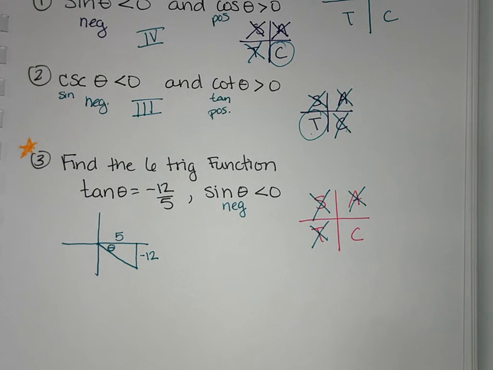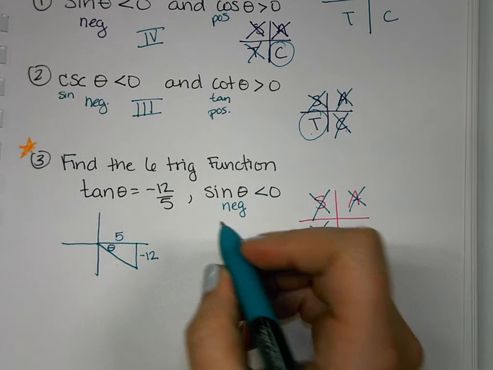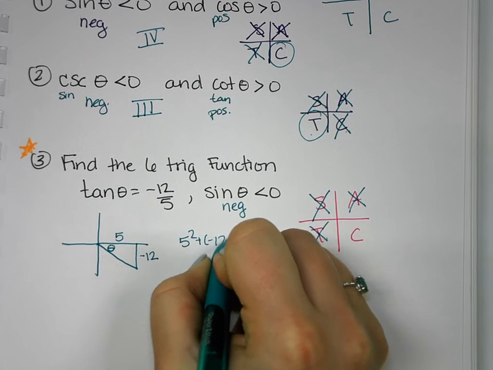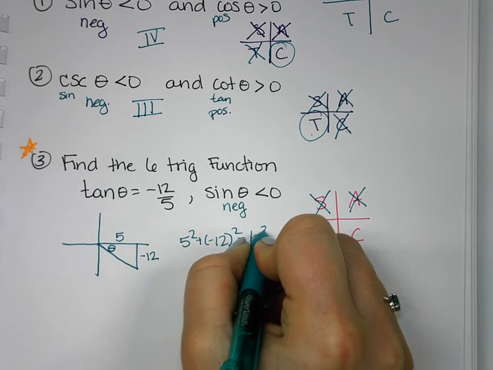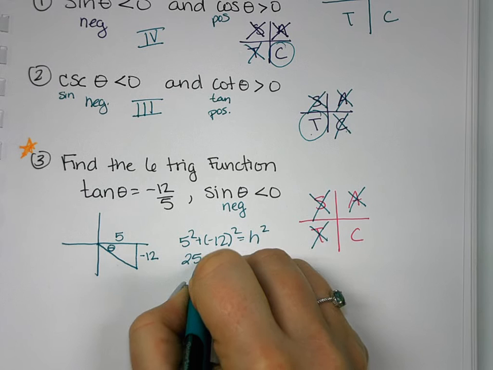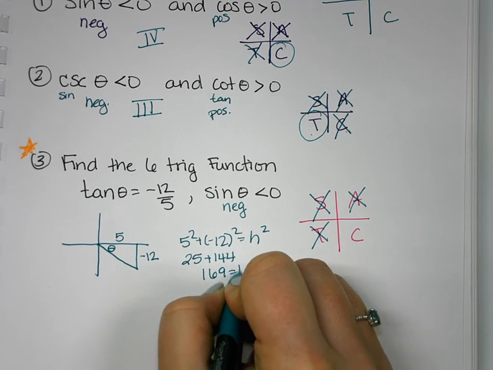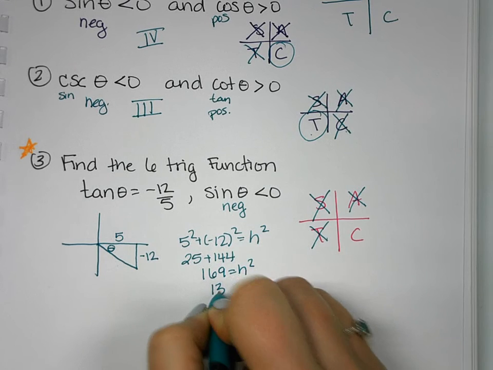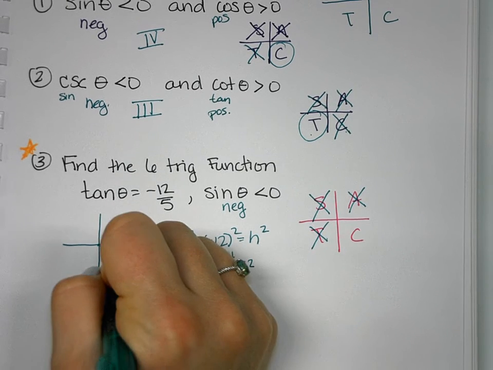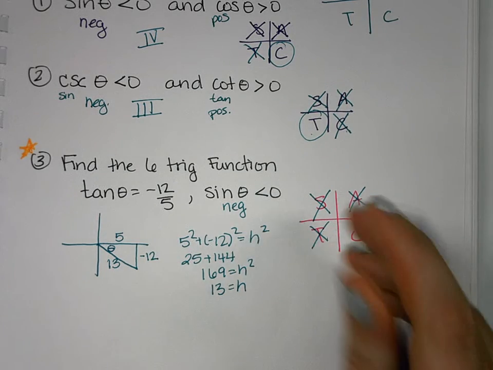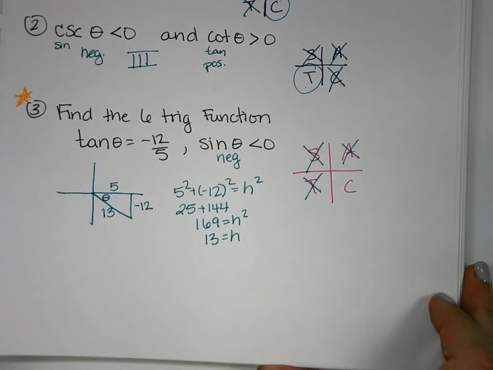So once we have this, we can find our hypotenuse using the Pythagorean theorem. So 5 squared plus negative 12 squared equals our hypotenuse squared. So 25 plus 144, which is 169. That would give us 13 as our hypotenuse. And now it's just a matter of writing out our 6 trig functions.